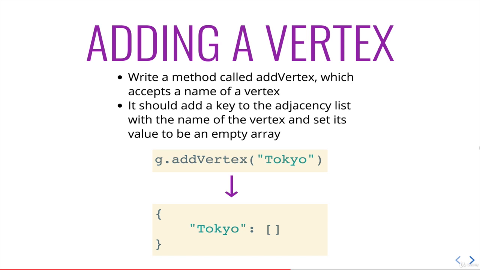All that we do, write the method. You need to just make sure that it accepts a vertex. You add that vertex as a key with a corresponding value of an empty array to the adjacency list, and that's all. So give it a shot. In the next video, there'll be like a 10-second solution.